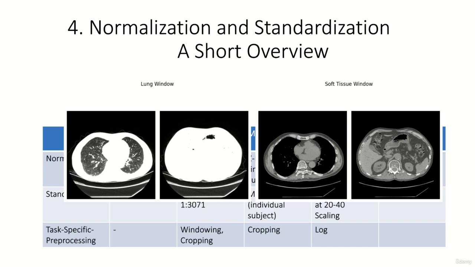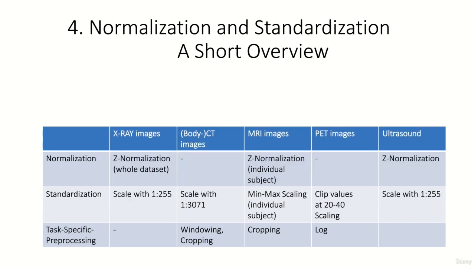However, in contrast, when using the soft tissue window, we obtain a very nice representation of the abdominal organs, but lose most of the information in the lungs. Therefore, depending on the task, we need to make sure that we are using the correct contrast or window. Since MRI scans are not based on a comparable and absolute unit like CTs are, both normalization and standardization are performed on the individual subject and not on the complete dataset. Additionally, you can again use cropping to focus on the part you want to inspect.